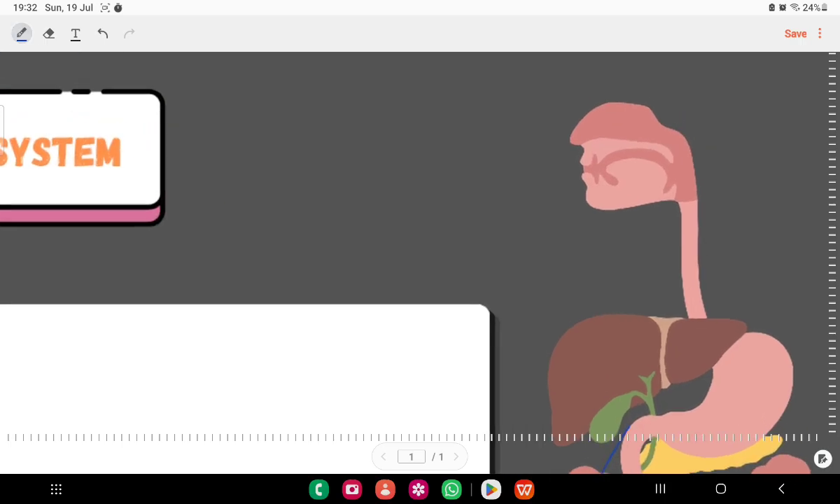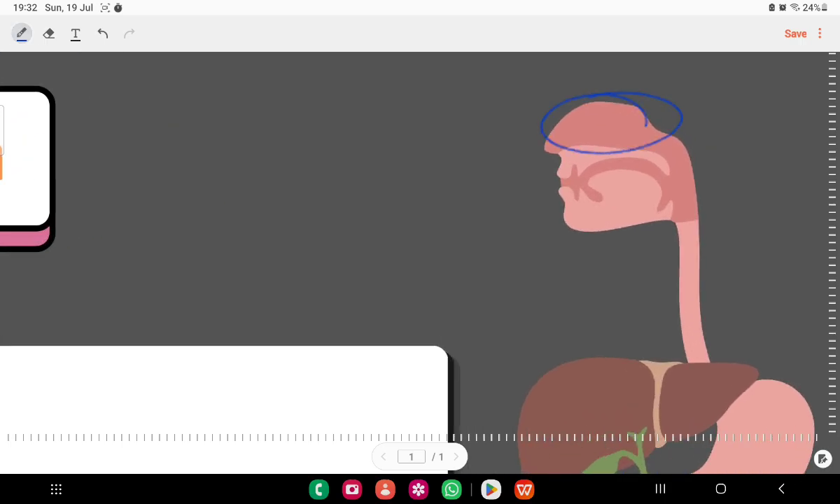Quick revision for the mouth. This is the nasal cavity, this is the buccal cavity. Here the salivary glands are located that break starch down by the use of saliva, which is secreted by them. Saliva contains a special enzyme called salivary amylase, which breaks down the starch, if present in the food, into simple sugars.